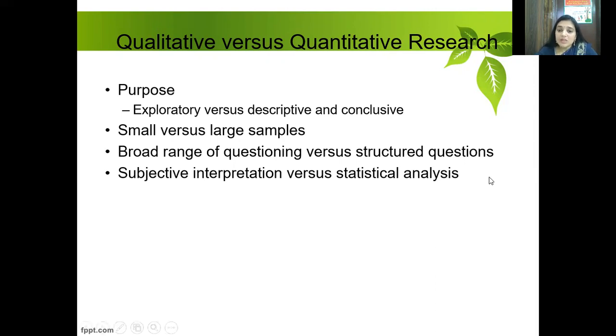Last is subjective interpretation versus statistical analysis. Subjective interpretation means you will be analyzing things on the basis of your own understanding, and giving the interpretation on the basis of whatever data you have in your hand. And this data would most of the time be qualitative when it comes to exploratory research. Versus statistical analysis, which is generally done in further studies, descriptive or conclusive. But when it comes to exploratory study, we mostly go for subjective interpretation.